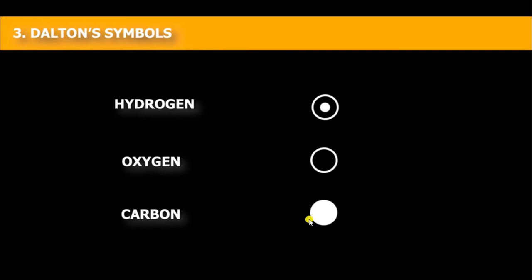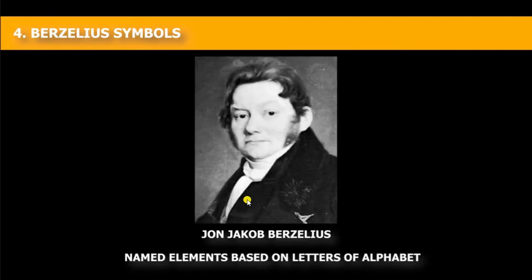But this was also very difficult to draw and remember, and then they were replaced by an even better system, the Berzelius system. Berzelius came in 1830, and his full name was John Jacob Berzelius. He gave the system using letters of the alphabet rather than signs. He named the elements based on letters of the alphabet; he did not give any signs like the earlier scientists.